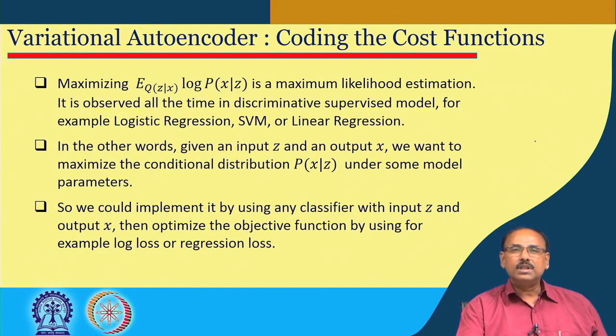For the maximization, you find that maximizing the expectation of log P of x given z is nothing but maximum likelihood estimation, which we have encountered a number of times in our discriminative networks. So, this can be solved using any classifier, where the input is z and the output is x. Then you optimize the objective function using different techniques, for example, log loss or regression loss.